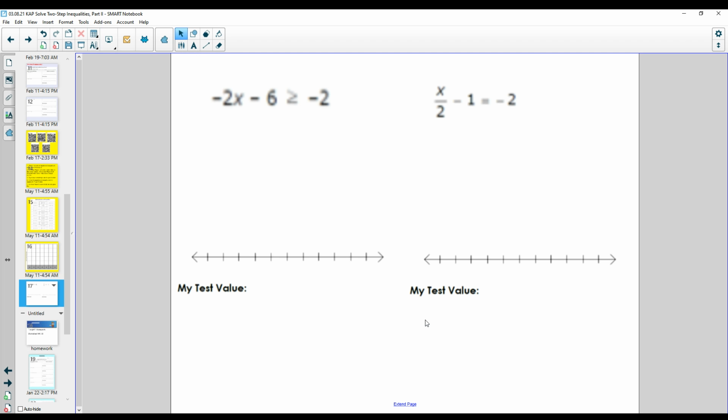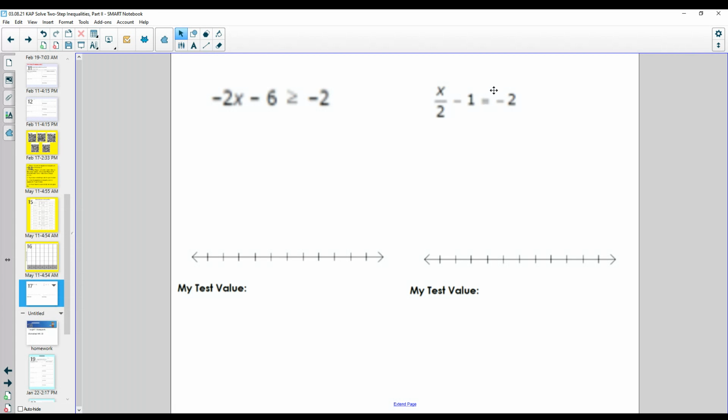Welcome. Today is our lesson again over two-step inequalities. However, we're going to be mixing it in with two-step equations. So let's look at this. This is an inequality. Inequalities are the less than, greater than, less than or equal to, or greater than or equal to. And this is the equation.